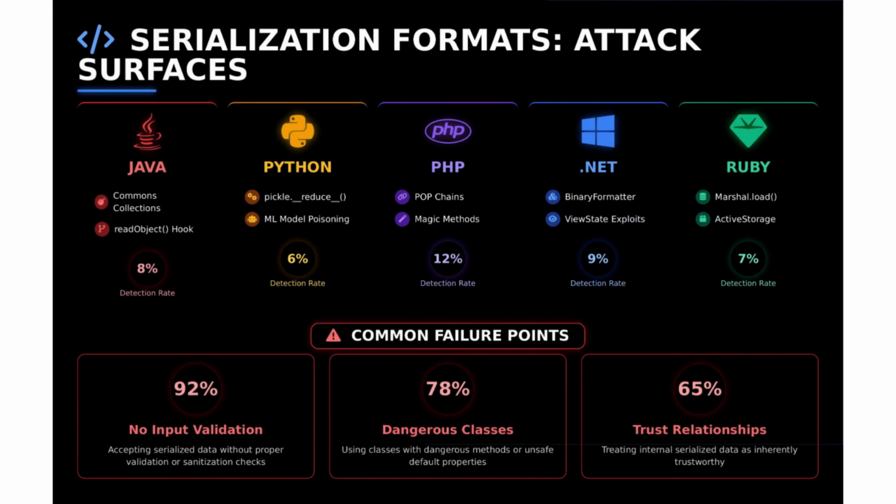Every language has weak points. Java's Commons Collections gadgets, Python's pickle __reduce__, PHP's magic methods and POP chains, .NET's BinaryFormatter, Ruby's Marshal.load. Common failures, 92% lack input validation, 78% use dangerous classes, and 65% trust serialized data too much. In other words, developers open the front door and attackers just walk in.